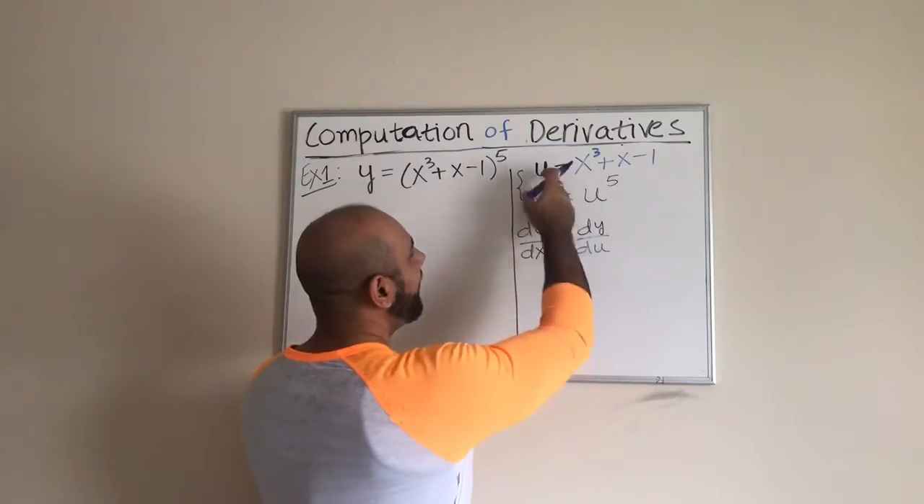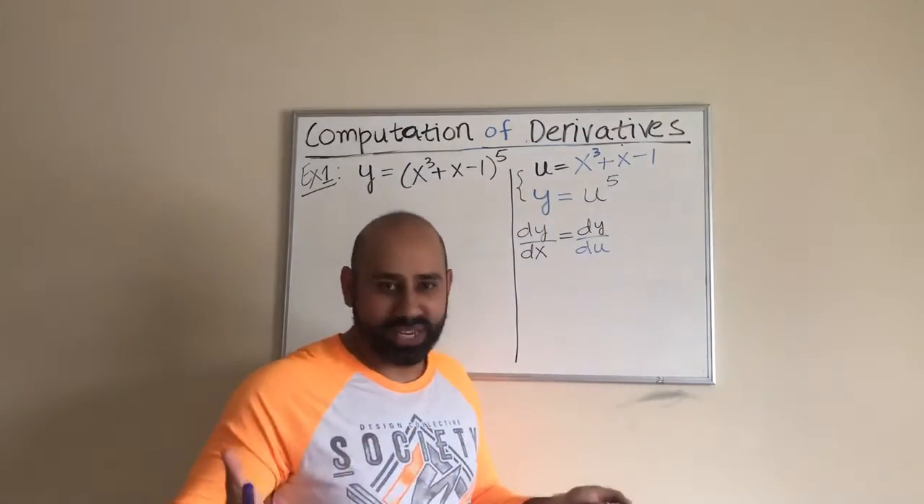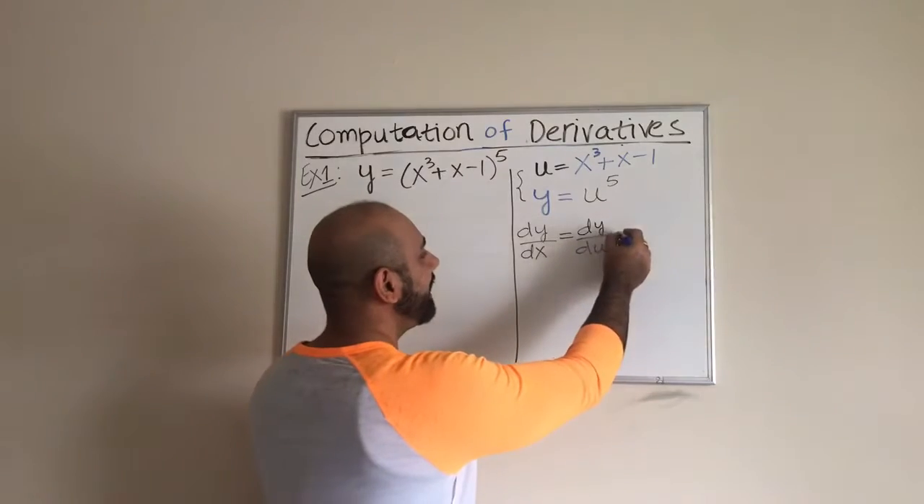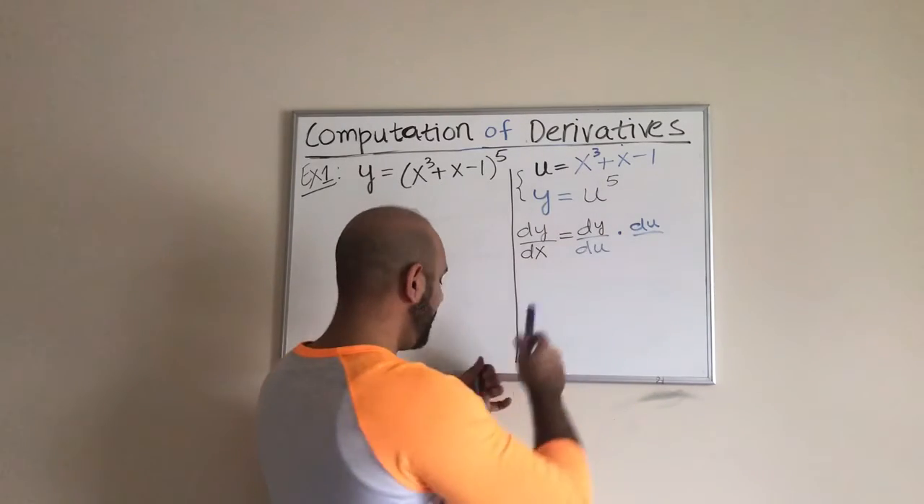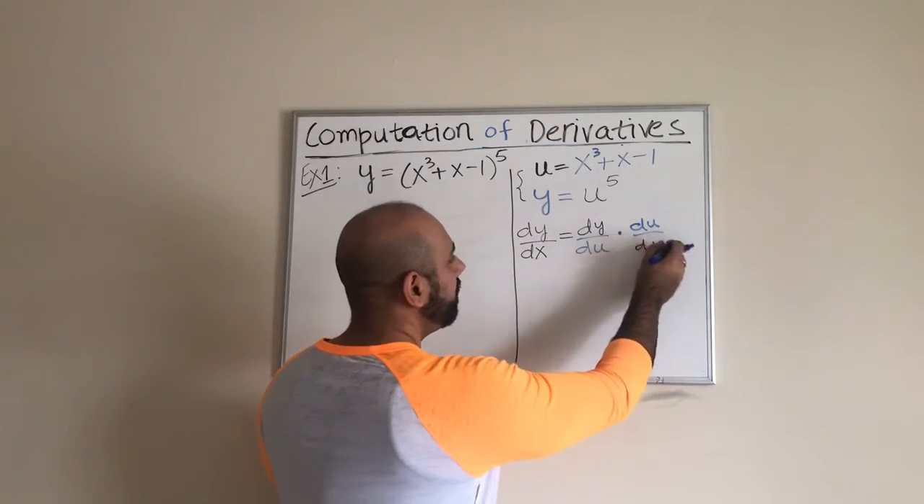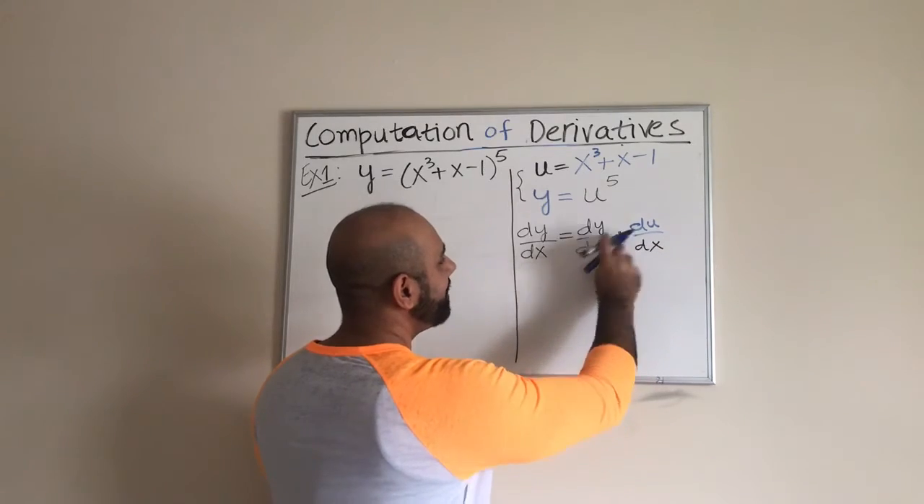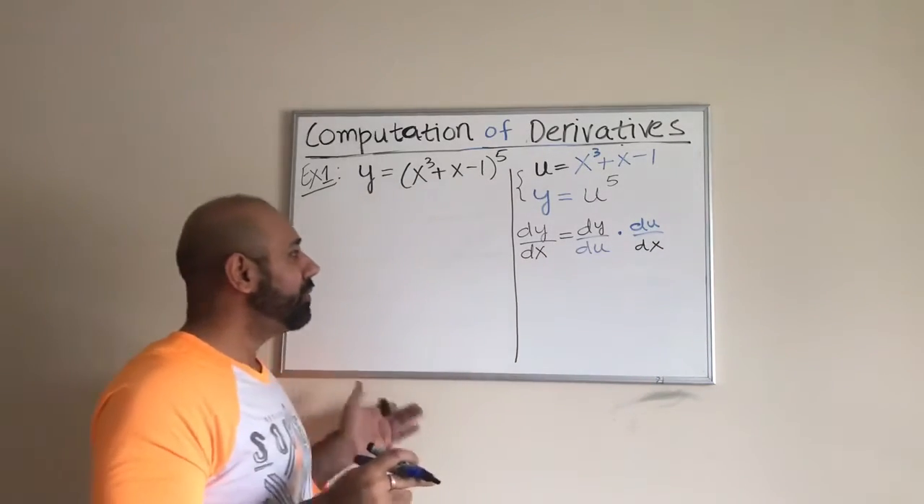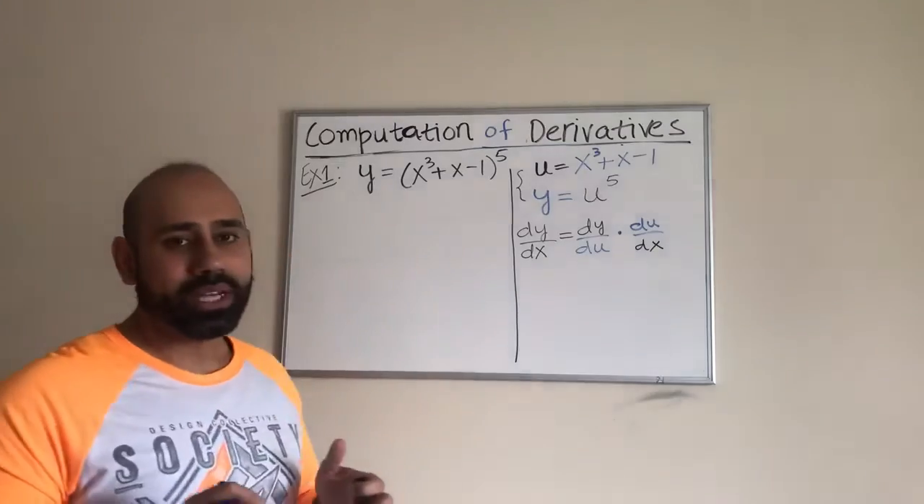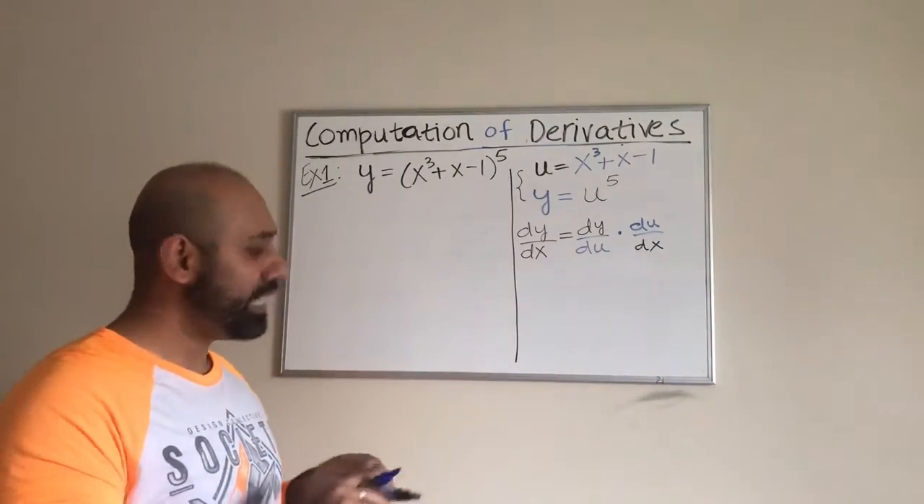And it's up to you guys. I'm using u as my variable. You can use any variable you like. And then times, again, du over dx. And we understand kind of behind the scenes, these two are just canceling out, and then we get dy over dx. So that's a quick and easy way of understanding this whole thing.